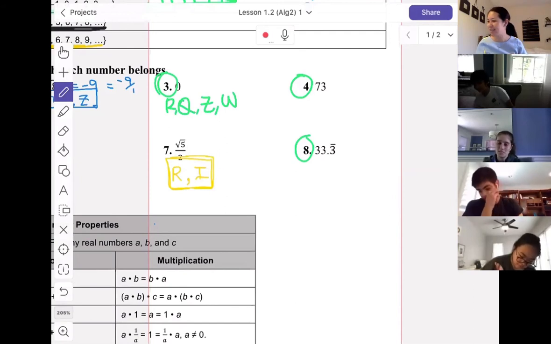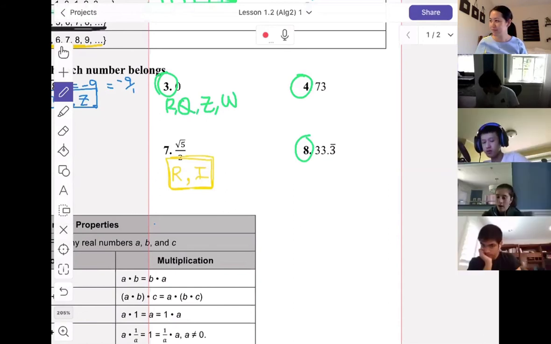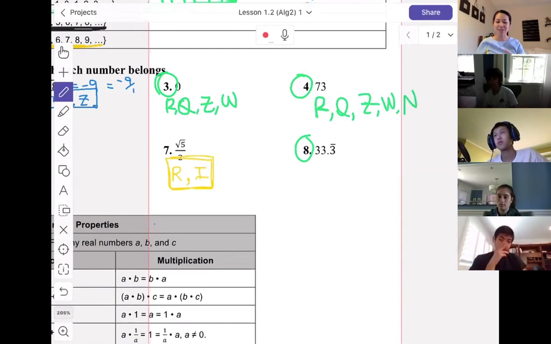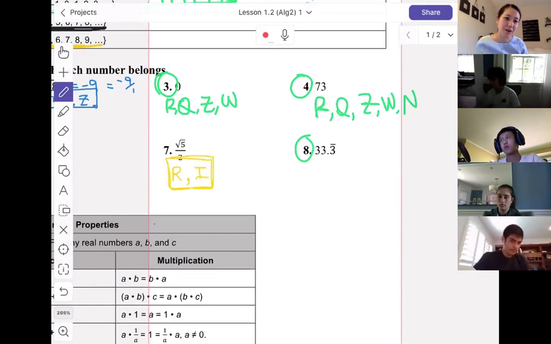Let's go to number 4, calling on Mason. I got real, rational, integer, whole, and natural. Good. So real, rational, integer, whole, and natural. That one had everything except for irrational, of course. So that was everything.